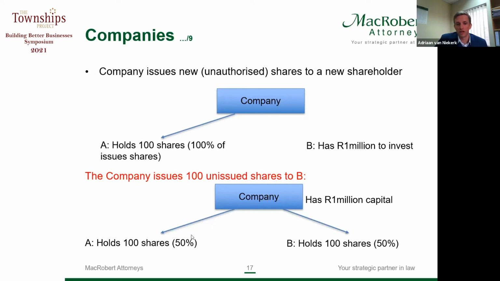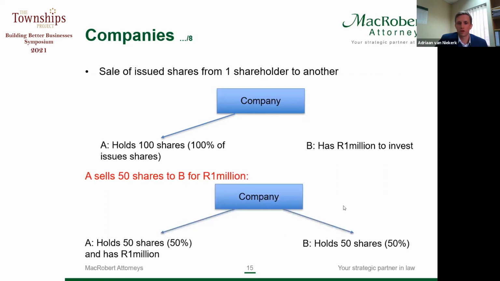Now you would say, A, sure, has lost 50% of the ownership of the company, but as we say, it's a smaller slice of a bigger pie. So potentially that company should grow and make profit, and he should get more profit at the end of the day. Now there is a way around that. Sorry, I don't have a slide for that.